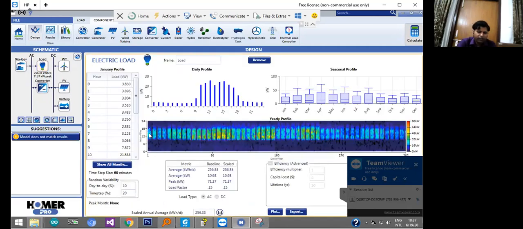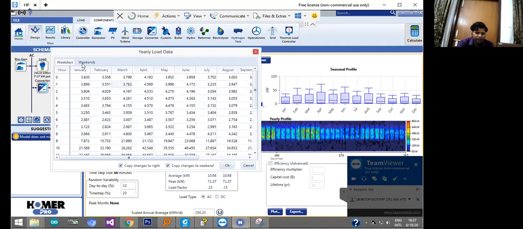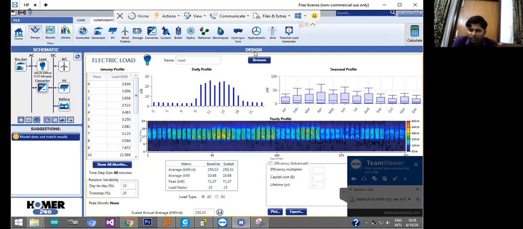So how much is your load? How much energy are you consuming? You can fit it here. For my building, I know how much we are using on weekdays and weekends, yearly, hourly. You just fit in how much energy you are consuming. The software will calculate and give you how much capacity is required and how much price is required. All this calculation the software will do.